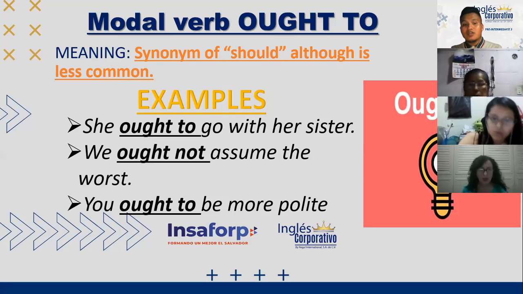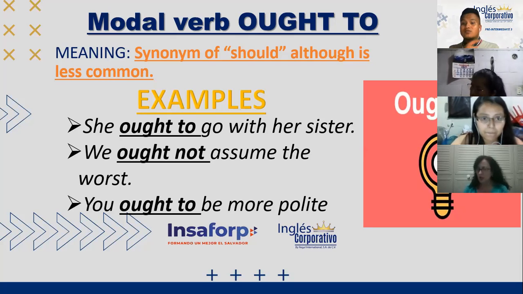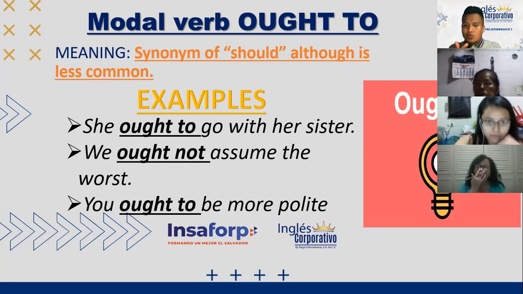And the third one, you ought to be more polite. You ought to be more polite. Something that you can notice there, something that is very clear, is that when we use ought to in the negative way, we erase this part, to. Yes?